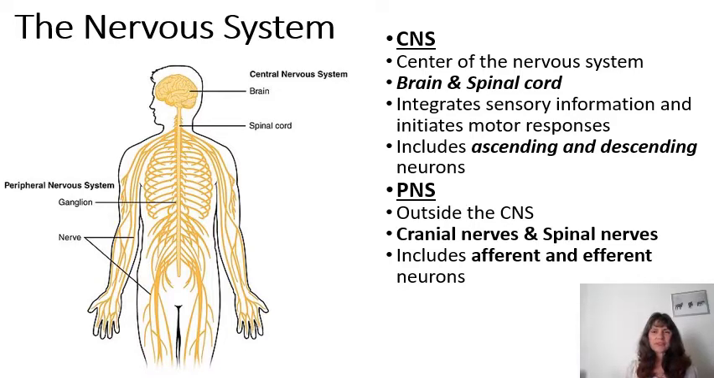The peripheral nervous system is outside the central nervous system, and this includes cranial nerves and spinal nerves, which help to get information to and from the central nervous system. Again, this includes afferent and efferent or ascending and descending neurons.